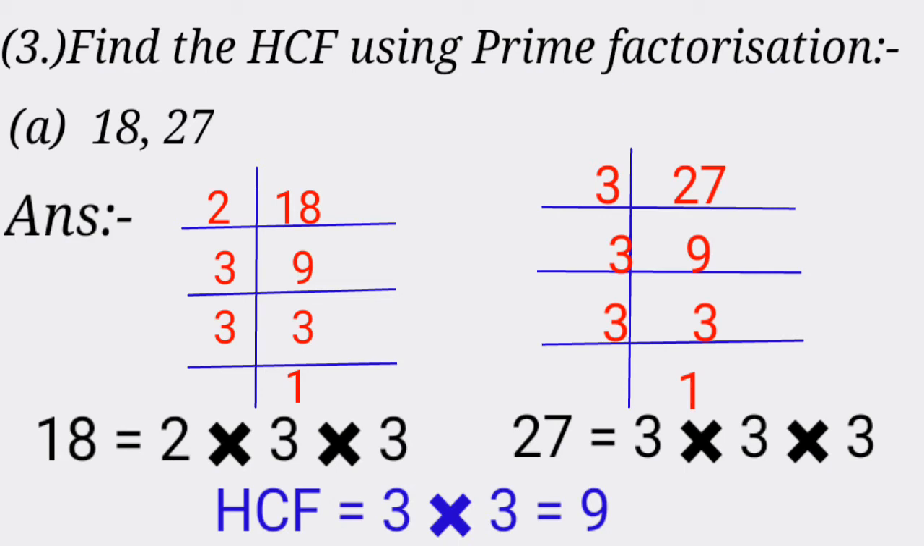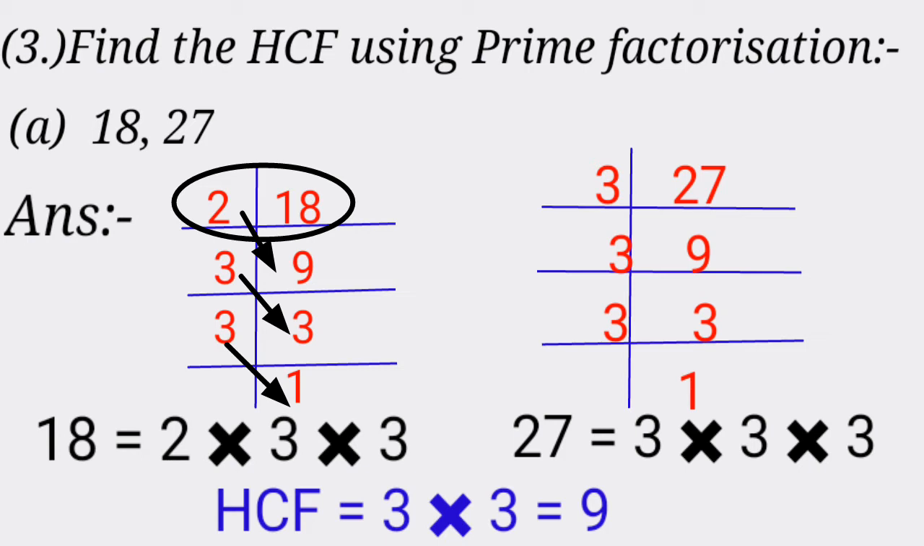The third part is: find the HCF using prime factorization. So let me tell you what the prime factorization method is. From here you can see we have the A part, 18 and 27. So let's prime factorize this. You can see these lines here where we have written 18, right? Now 18 comes in the table of 2. So we will check the given numbers are multiples of which number. We will take these numbers from the lowest number.